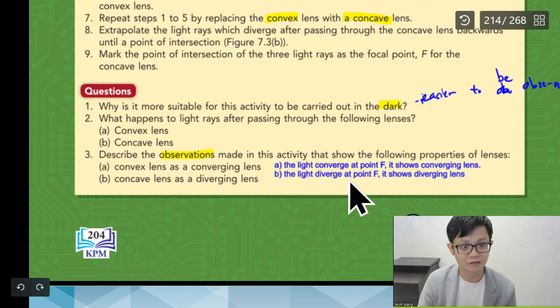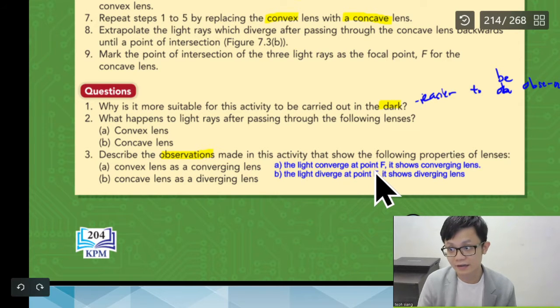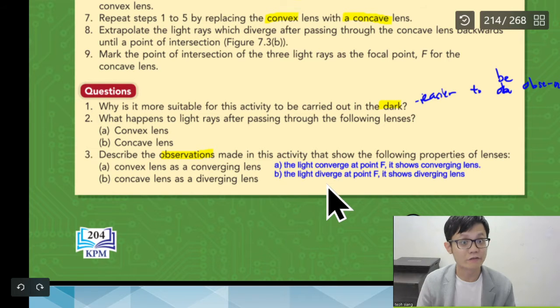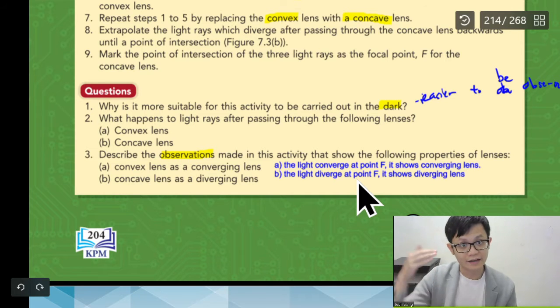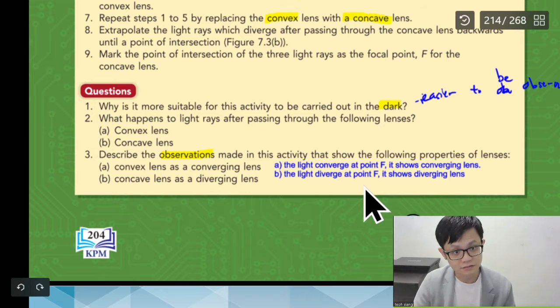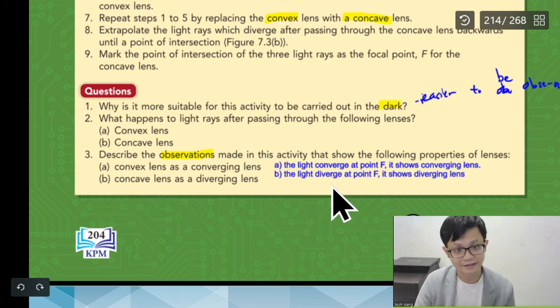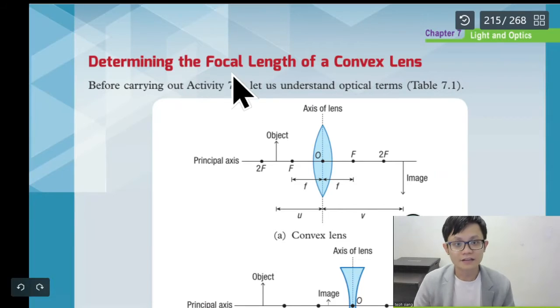Again, the light converges at point F where the light ray is parallel to the principal axis. It shows a converging lens. And for B, the light diverges at point F when the light ray is parallel to the principal axis. So it shows a diverging lens. Okay, so maybe you can say like that. Okay, maybe the light diverge lah. Okay, the main point is the light converges, the light diverges.